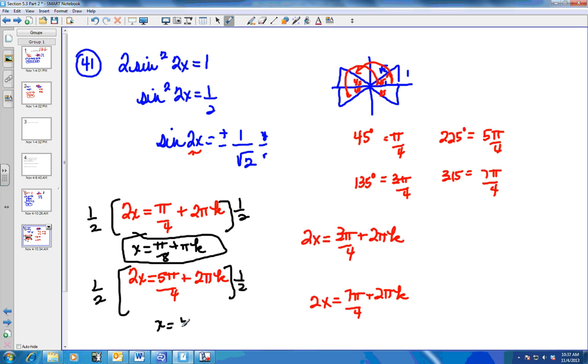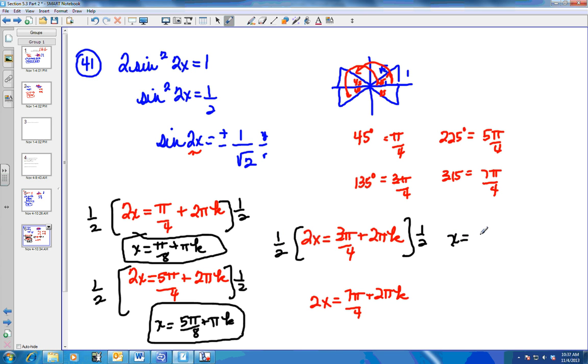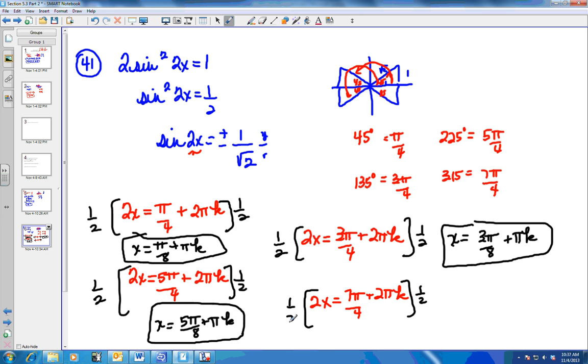X equals 5 pi over 8 plus pi k. There's one other answer. Multiply this by 1/2. So x equals 3 pi over 8 plus pi k. And then one more. Multiply this by 1/2. So x equals 7 pi over 8 plus pi k.